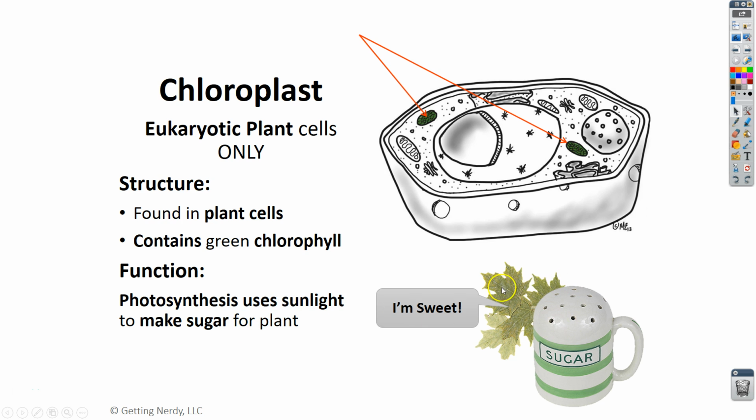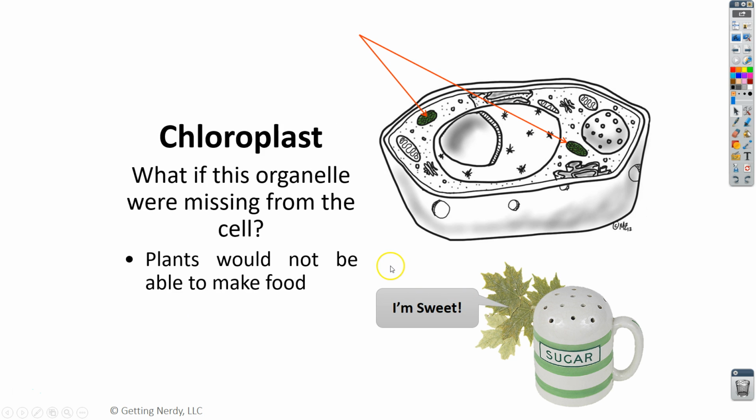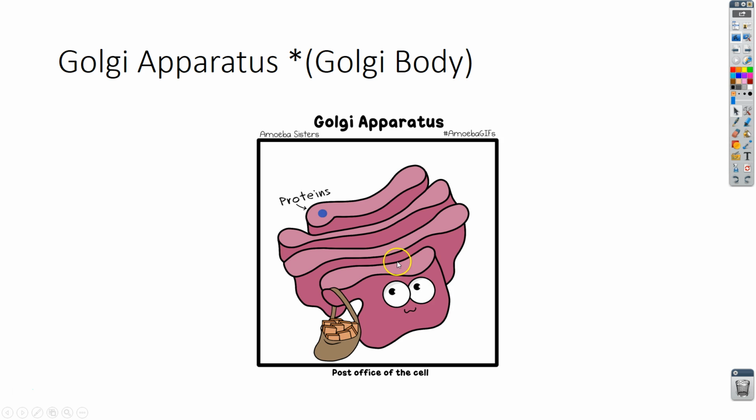If you're not sure what to draw, you could draw a leaf and then maybe put a sugar shaker next to it, or a sugar jar or something like that. If a plant didn't have chloroplasts, plants wouldn't be able to make food, and that would be really bad, of course.